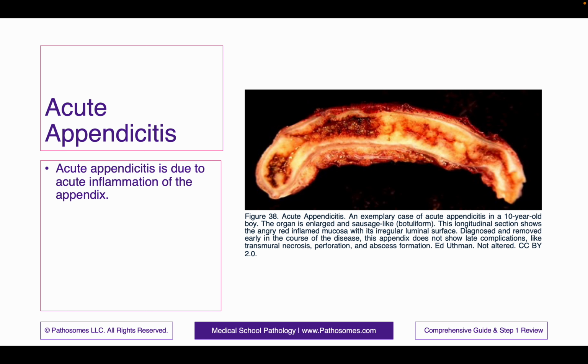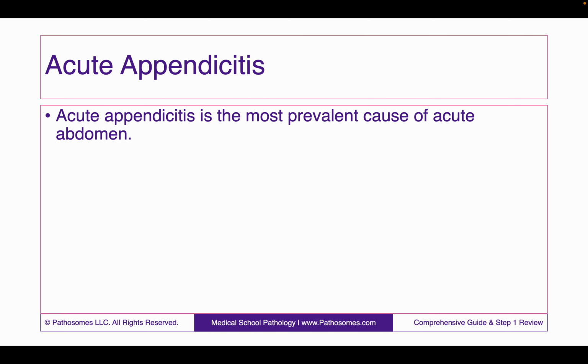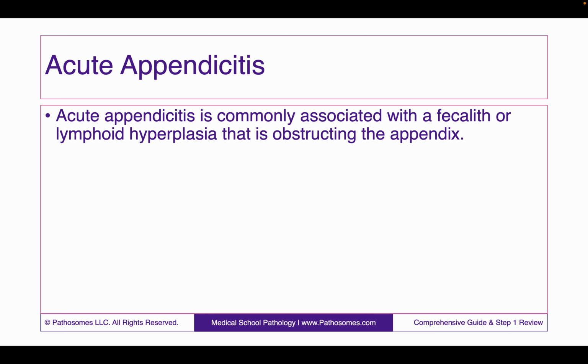Now let's talk about a very important condition known as acute appendicitis. You future emergency room docs, you're going to see this a lot. Acute appendicitis is due to acute inflammation of the appendix. Acute appendicitis is the most prevalent cause of acute abdomen. Acute appendicitis is commonly associated with a fecalith or lymphoid hyperplasia that is obstructing the appendix.